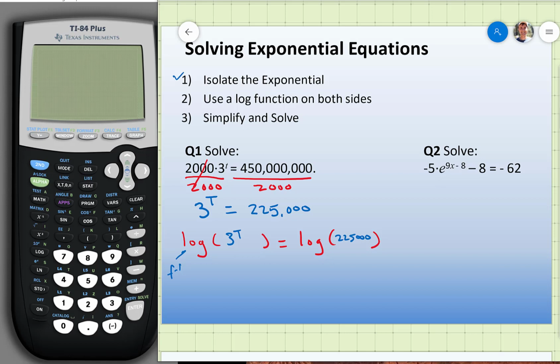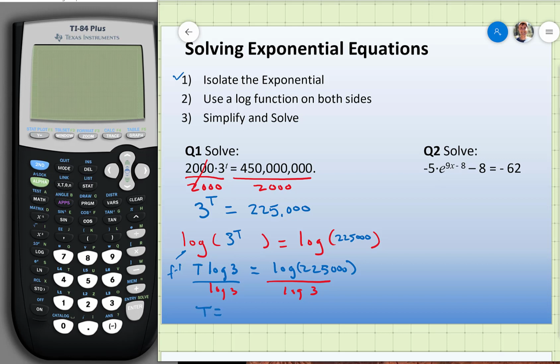And so then log of 3 to the t power, we have an exponent law that says, oh, we can simplify this as t times log of 3 equals log of 225,000. We are almost done. We can divide both sides by log of 3 and we have our solution. So there is our solution.